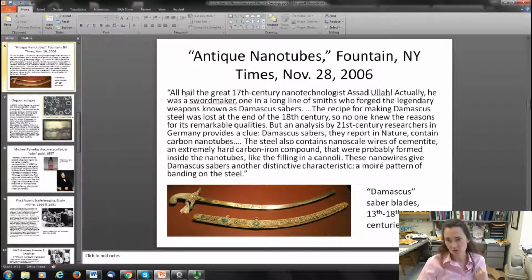Damascus Sabers, they report in Nature, contain carbon nanotubes. The steel also contains nanoscale wires of cementite, an extremely hard carbon iron compound that were probably formed inside the nanotubes like the filling in a cannoli. And these nanowires give Damascus Sabers another distinctive characteristic, a moire pattern of banding on the steel. So these sabers were actually used to great effect during the Crusades, and they were very sharp and hard and became widely respected and known for that.